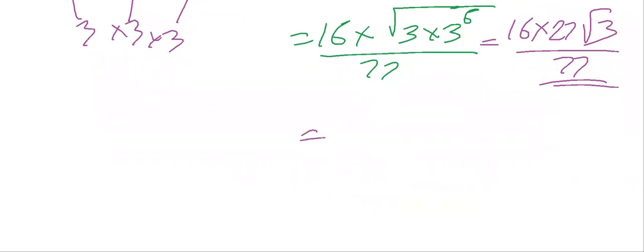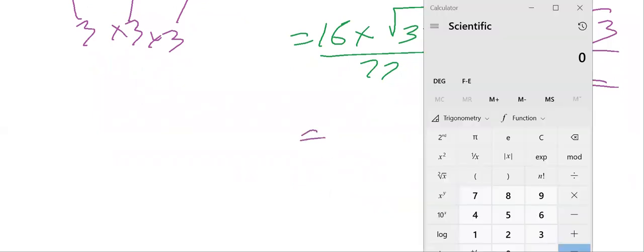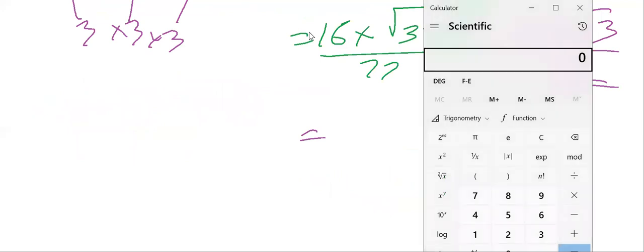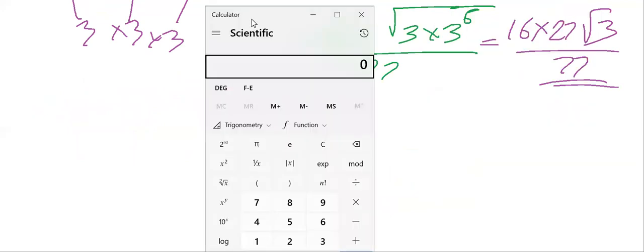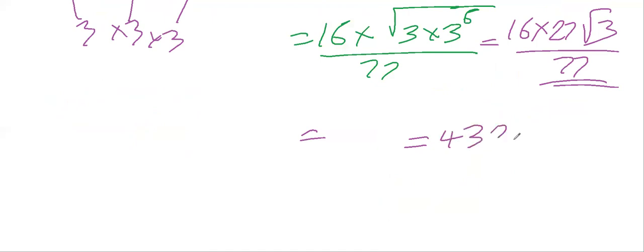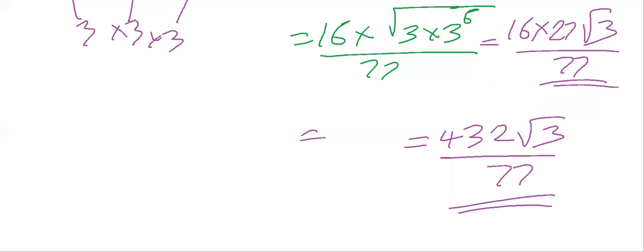This could be your answer. Or if you want, you can even have the answer as 16 into 27, that is 432, so 432 root 3 upon 77. This could be your answer. Any one of these is your answer. Got it?